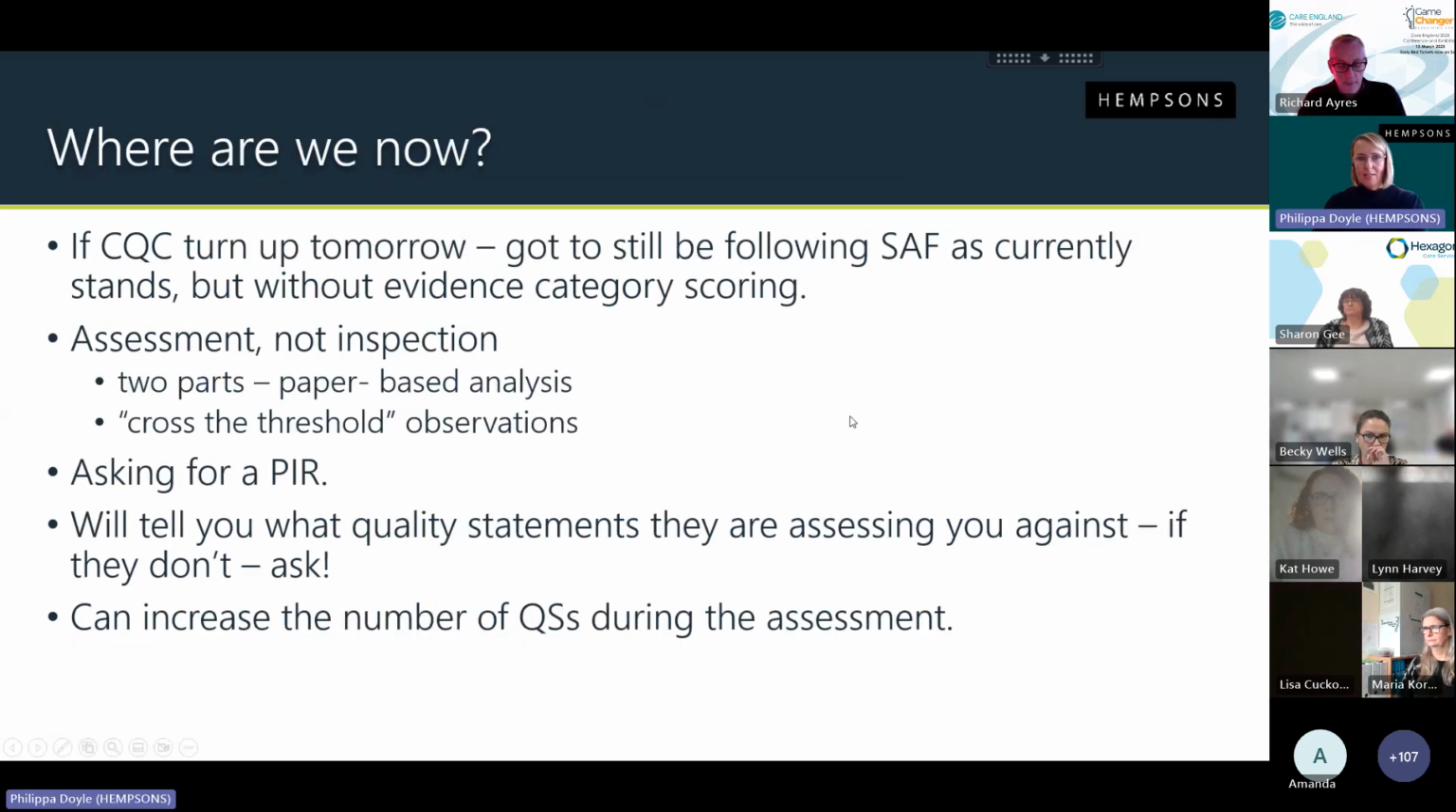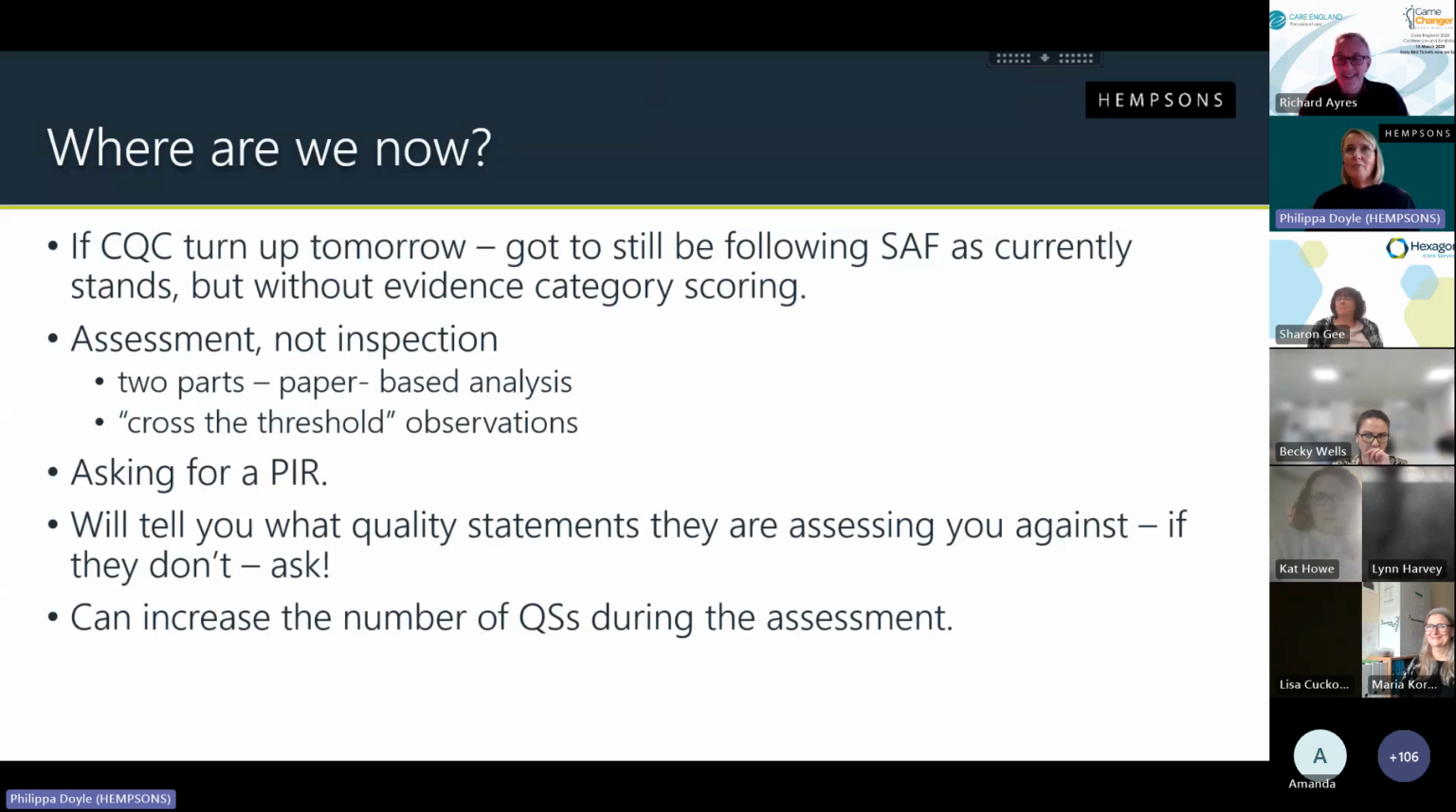So that's a bit of a whistle stop in terms of where are we now. What's happened in recent months, what's been said, what might change in 2025. But if they do turn up tomorrow, don't ring me, it's my birthday, I've got the day off.